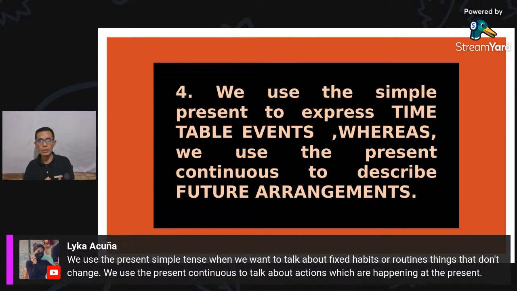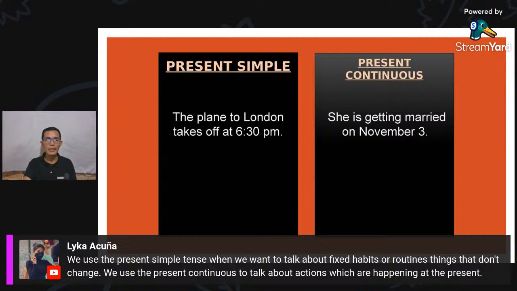Whereas we use the present continuous to describe future arrangements. So po pwedeng gamitin yung present continuous. Let's take a look at the examples para mas lalo nating maunawaan. So for example, present simple. The plane to London takes off at 6:30 p.m. Although parang pag binasa natin yung sentence, parang makikita natin na parang future yan na. Parang future mangyayari yan, but it's happening today. It will happen today. So we talk about calendar times or scheduled time.